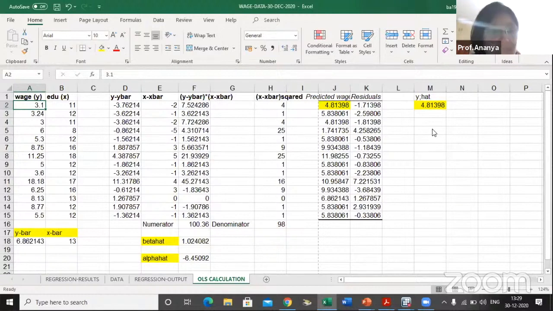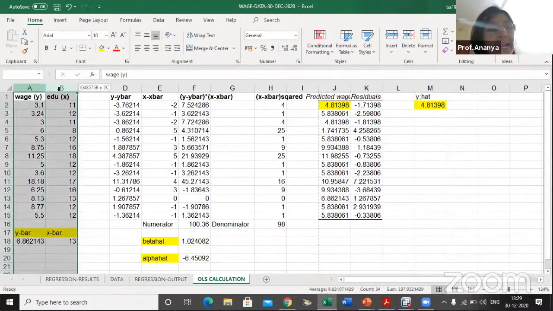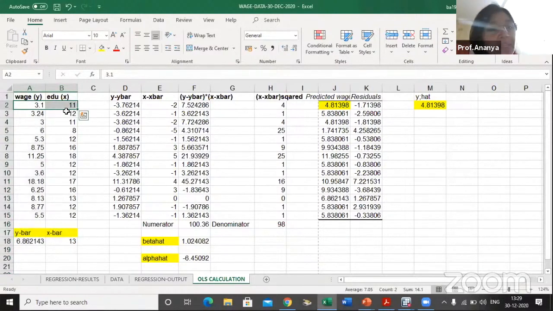Just look at this. So this is my data. I have data on wage and I have data on education. This is the first observation. This is the first person who has 11 years of education and who earns $3.1. So this is my Y.